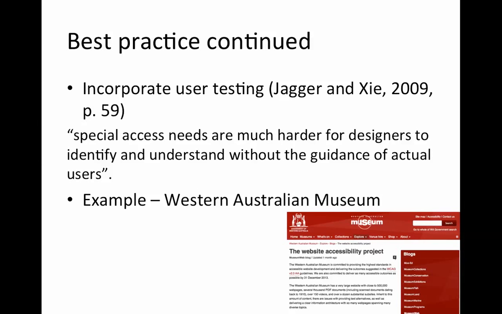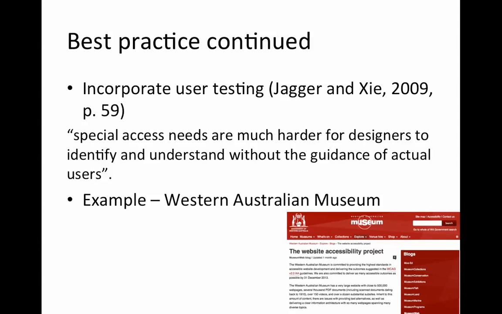Jager and Swee suggest that there should be another step in the design process, user testing in the design phase. They observe, iterative design and testing that incorporates the participation of users is essential to the creation of an online information and communication tool that will be functional, usable and accessible. Special needs access are much harder for designers to identify and understand without the guidance of actual users.